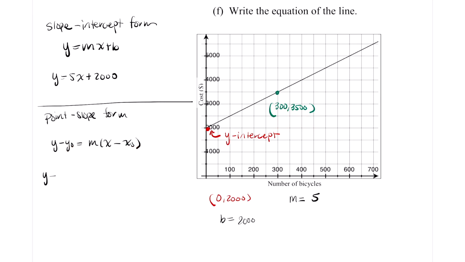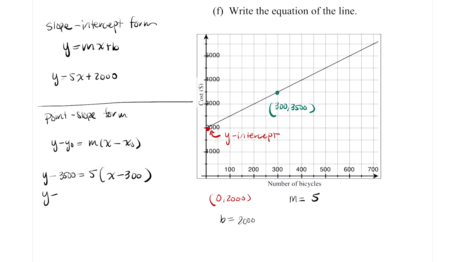And if you see any letters like this with a 0 under them, it's pronounced naught. So this would be pronounced as x naught. Anyways, that aside, we have y minus 3,500 equals 5, which is our slope over here, times x minus 300. And now let's go ahead and do some arithmetic. So we want to apply the distributive property, so we need to multiply 5 times x and 5 times 300.